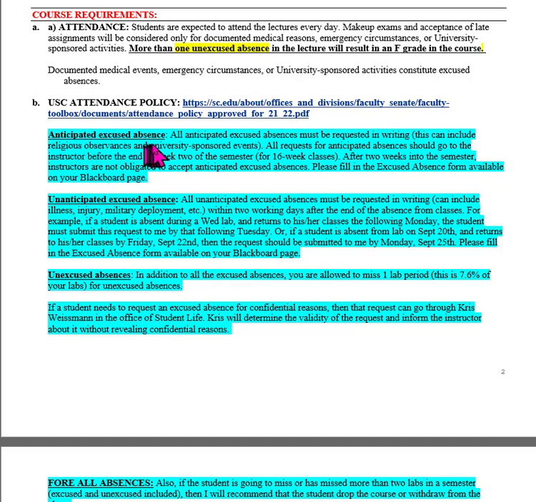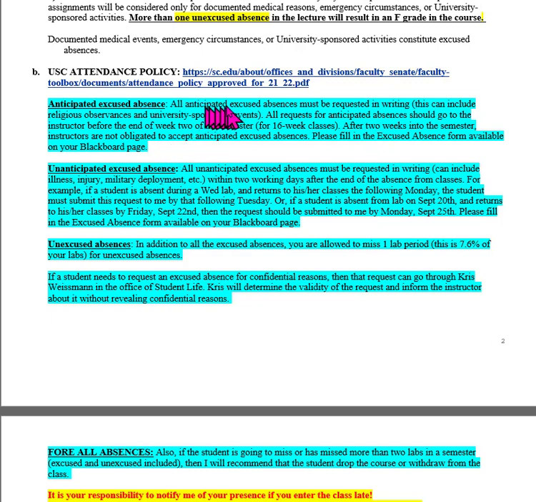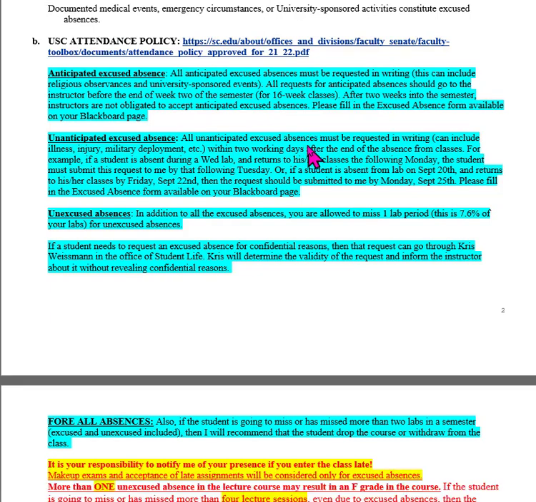First of all, there are anticipated excused absences. So absences that you know at the start of the semester that you're going to have. All such anticipated excused absences must be requested to me in writing. So these could be, for example, religious observances, university events such as athletic events, you have a surgery going on or something like that. All anticipated absences should be submitted to me by 2 weeks from the start of the semester. So by end of January, we should have everybody's excused anticipated absences on file with me. After 2 weeks into the semester, I am not obliged to accept such excused absences. Okay, so make sure that you turn them in if you know about them already.